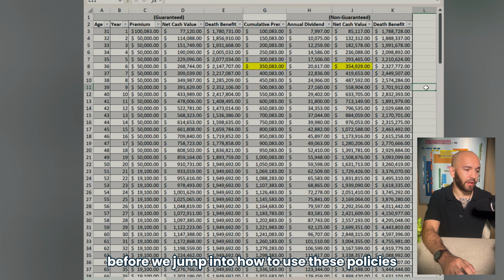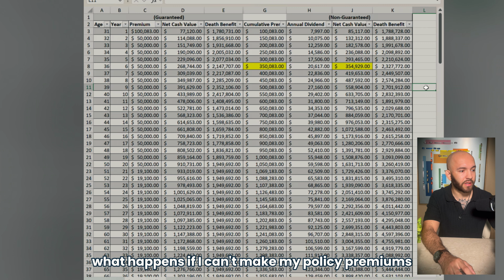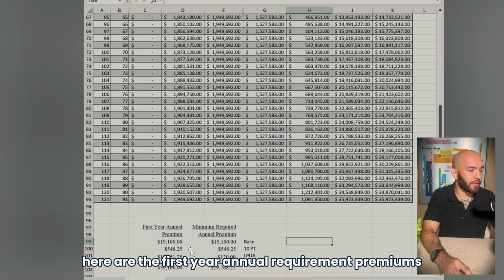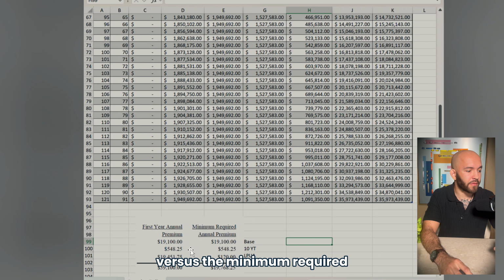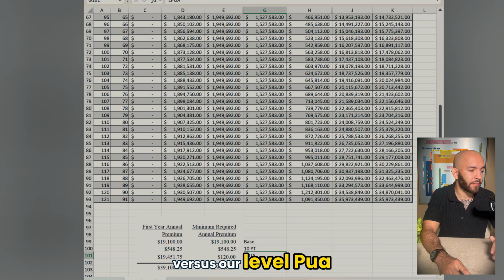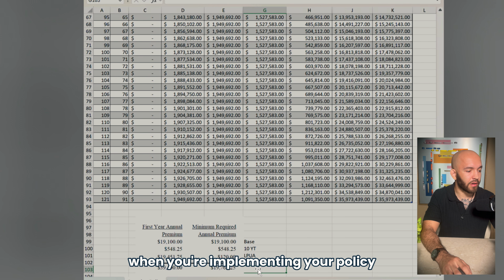Before we jump into how to use these policies, I want to cover a very common question that comes up: what happens if I can't make my policy premiums, or what happens if I don't want to pay this policy anymore? You see here the first year annual required premiums versus the minimum required for the different sections of our policy. This first line, this 19K, is our base versus our 10-year term versus our level PUA. You'll note here that the minimum required payment is way less than the first year annual premium. So you have some flexibility on what to do when you're implementing your policy.